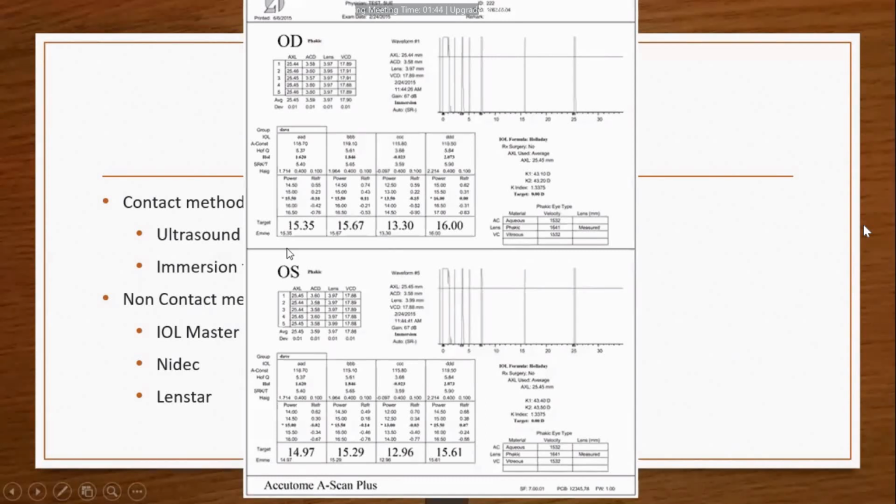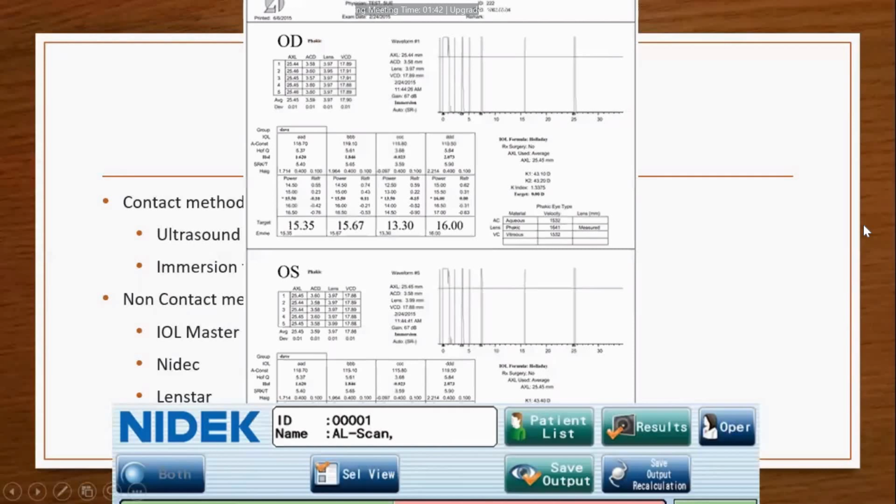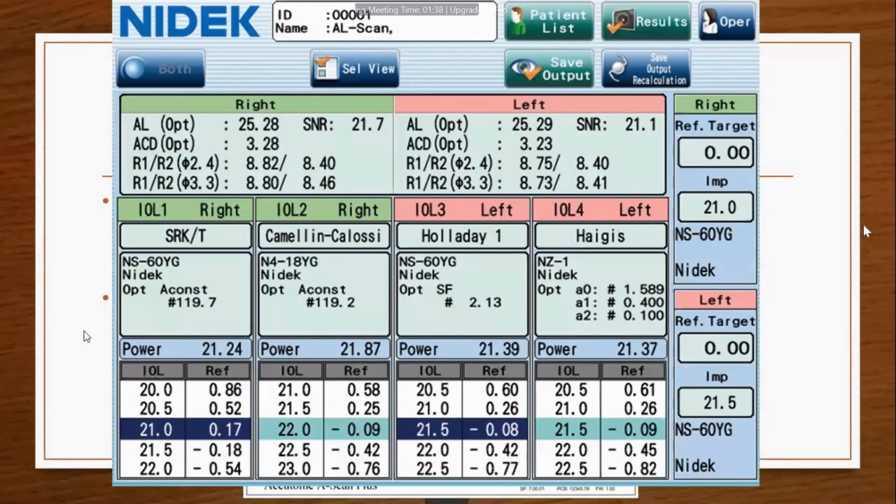But in the case of a non-contact method, it will not show any kind of spikes. Instead, it will give all the readings. Here you can see it will give the axial length and the anterior chamber depth. This is the keratometer value, given as radius of curvature. Also in the Nidek scan, you can see 2 radii of curvature, here measuring 2.4 mm of the cornea and here measuring 3.3 mm of the cornea. And also here you can see different IOL formulas. So within one click you can get all the values in the case of a non-contact method.